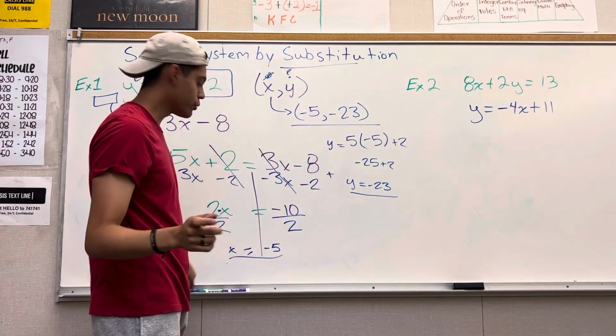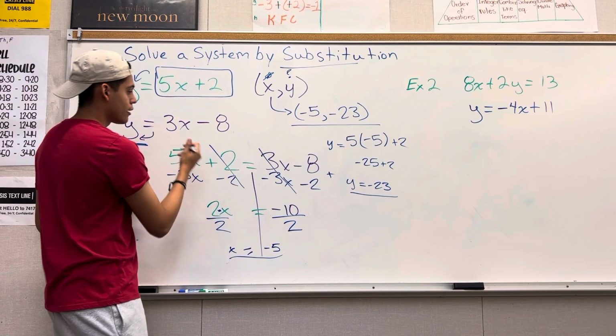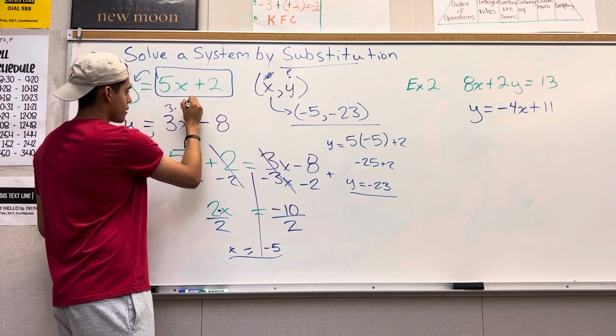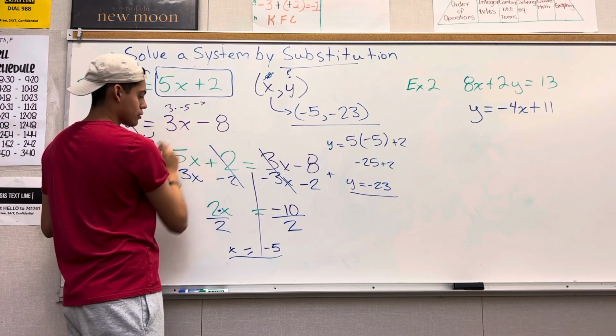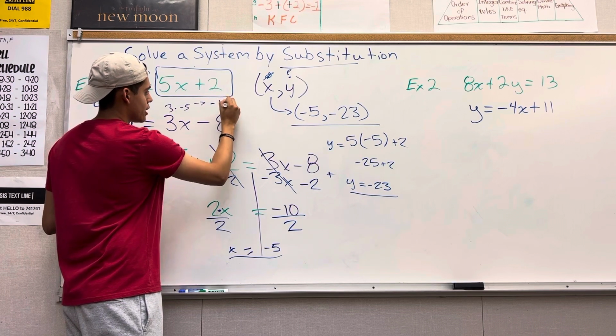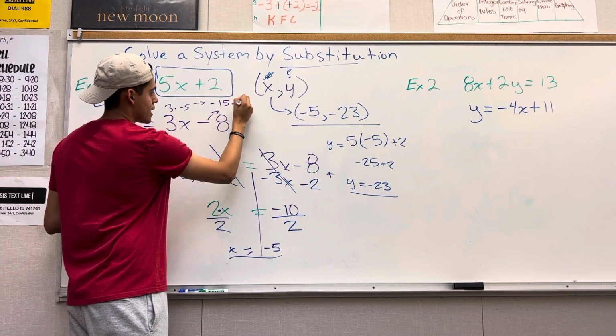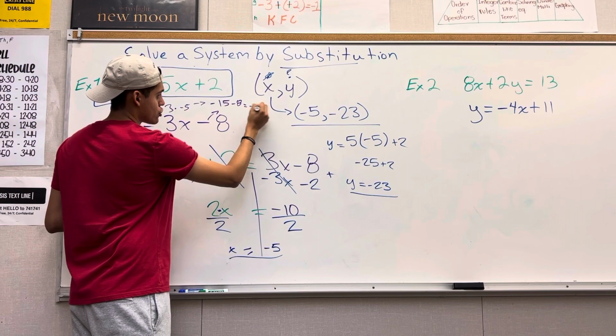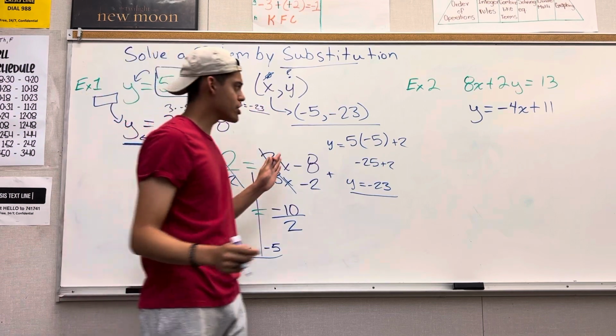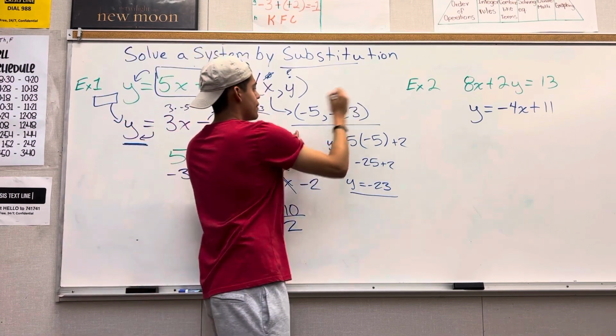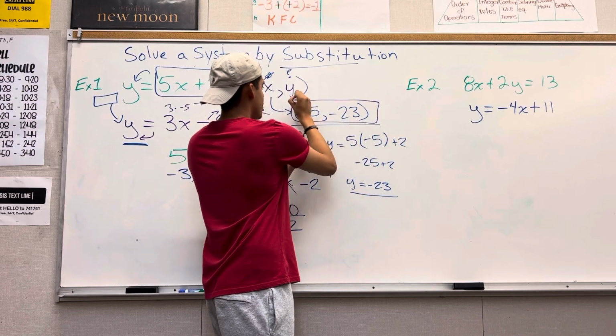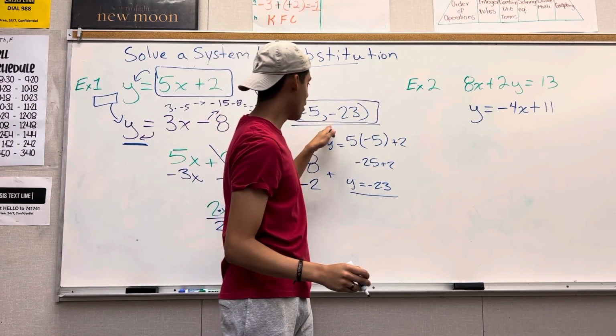I also want to show you guys that if you plug it into here, 3 times -5 would give you -15, and -15 minus 8 would also give you -23. So it does not matter into what equation you plug it into, you are going to get the answer if you do it correctly. The coordinate is -5, -23.